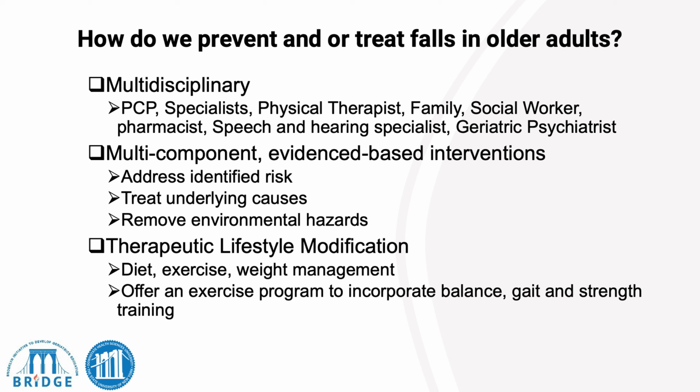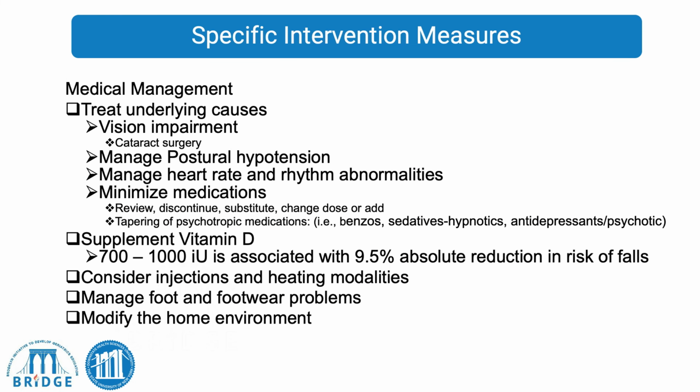Therapeutic lifestyle modification is also important. Dieting is important, exercising is relevant, and weight management is relevant. Offer an exercise program to incorporate balance, gait, and strength training. In terms of specific intervention measures, medical management may include treating underlying causes. In the setting of visual impairment, address vision issues. For example, in the setting of cataracts, cataract surgery may be indicated.